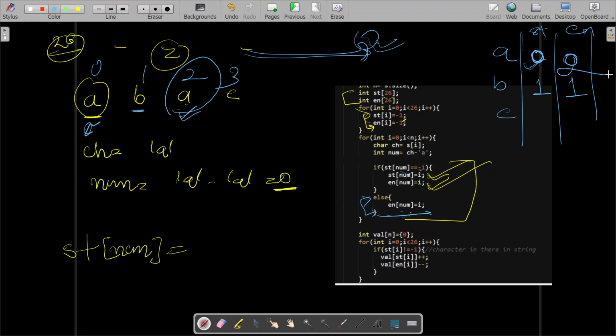Okay, so this way now we get this c, so it will be 3 and 3. Now this way we have ended. Okay, so this is the first thing we have made.